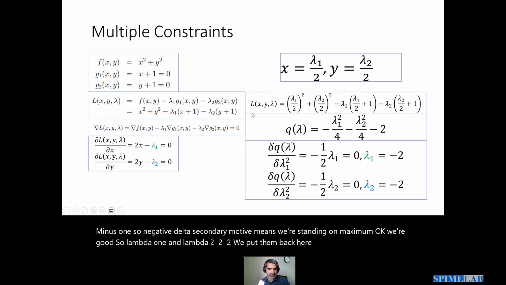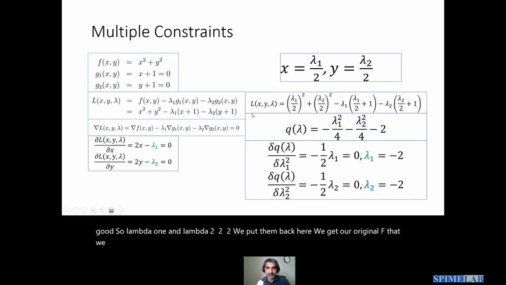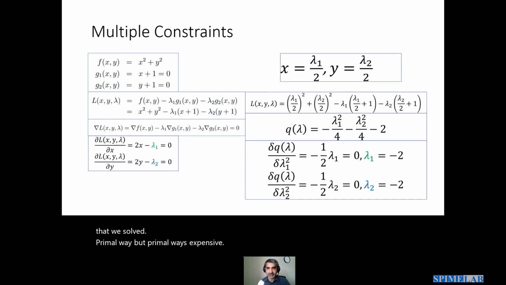We get our original f that we solved the primal way, but the primal way is expensive, more difficult, computationally exhausting if we have hundreds of independent features. So doing it the way with the lambdas is the less computationally expensive way. It's basically inexpensive. Like we are looking at only one variable.